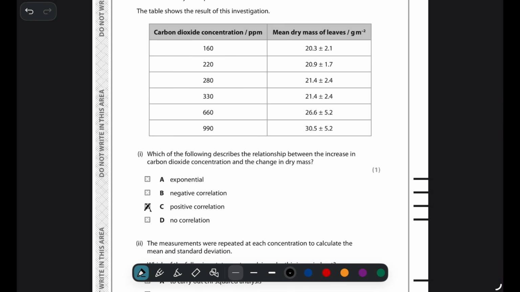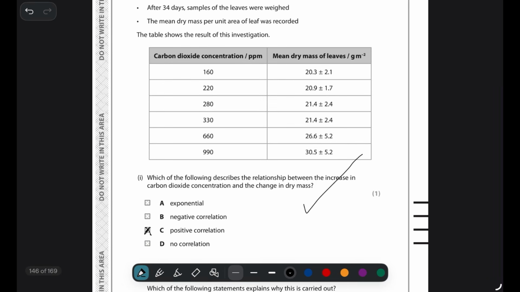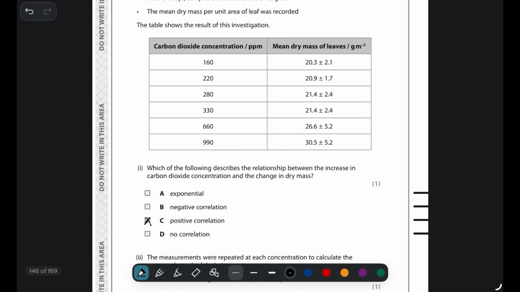Now exponential is a bit different. Exponential means it goes up like this. So we'd have to see, not a tick, but you get what I mean. So we'd have to see a much bigger change if we went exponential, and then you know this isn't negative and there isn't no correlation.